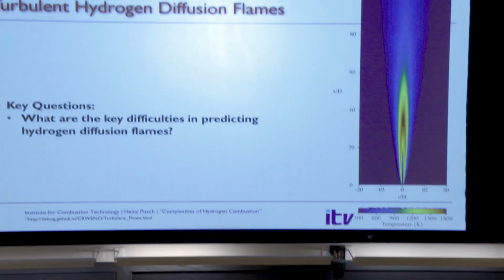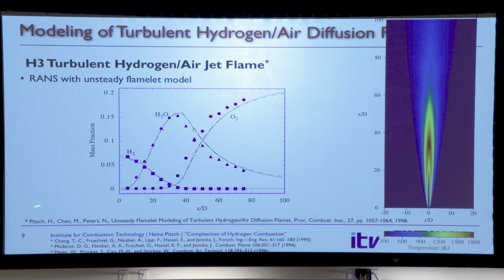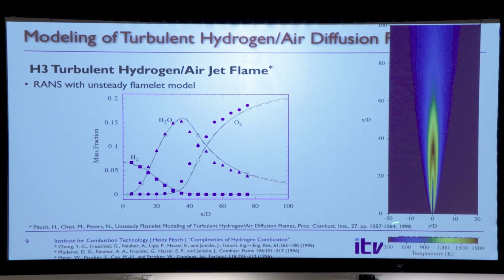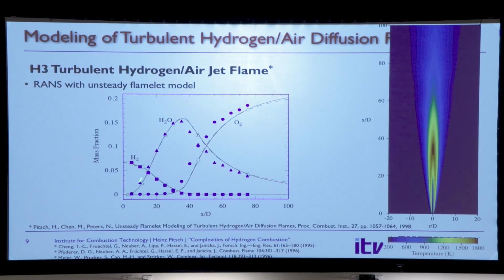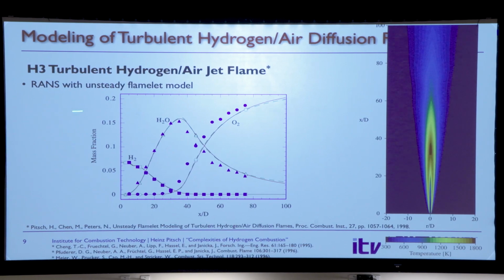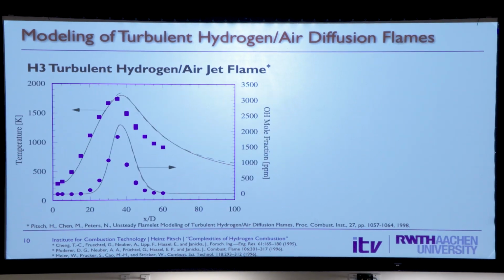And so this shows an example. This is also a simulation that we did a long time ago, in the 90s. This is a turbulent hydrogen jet, and you have measurements for different species. The lines, along the center line, are the simulations using an unsteady flamelet model. And these species are predicted really well. And then this is OH mole fraction and temperature, also predicted quite well. This is more about mixing than the chemistry model.